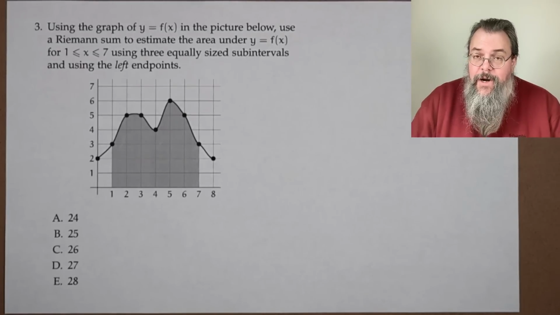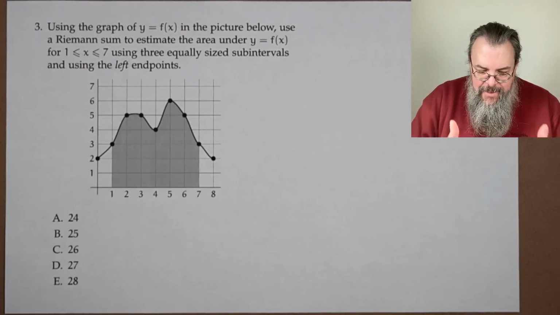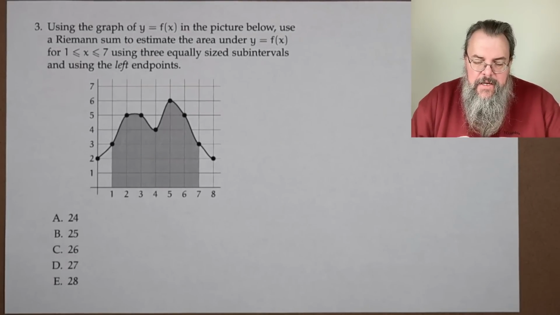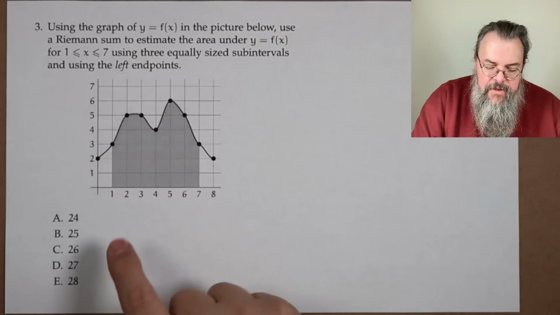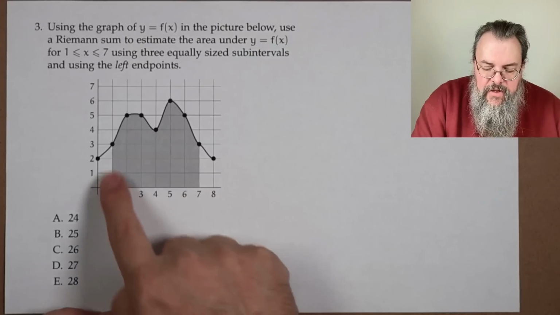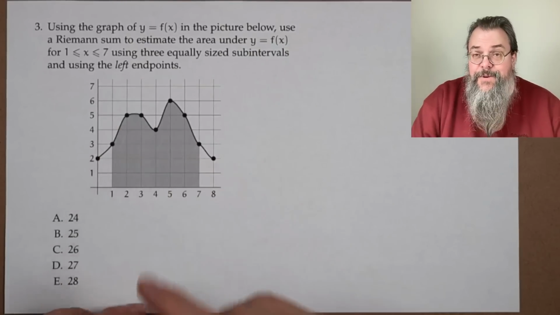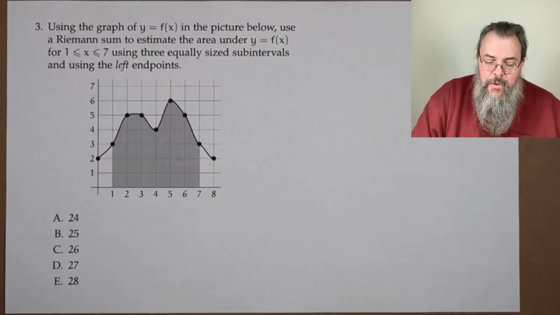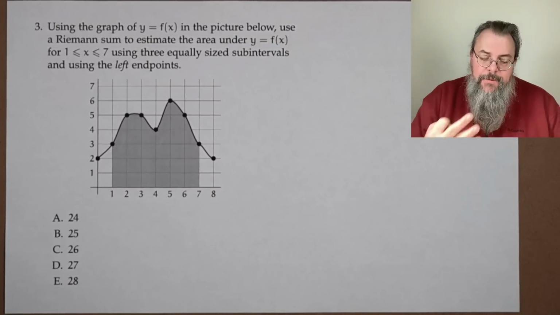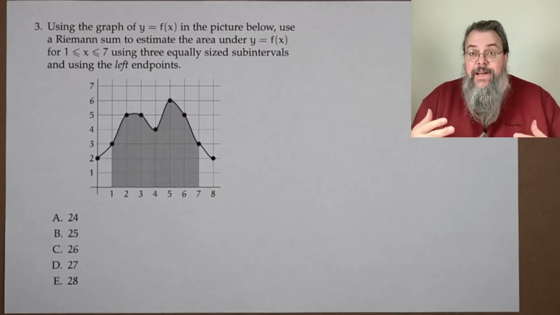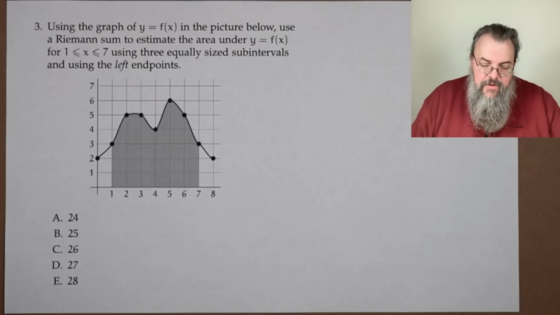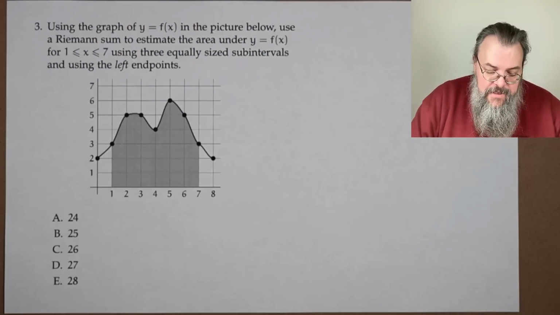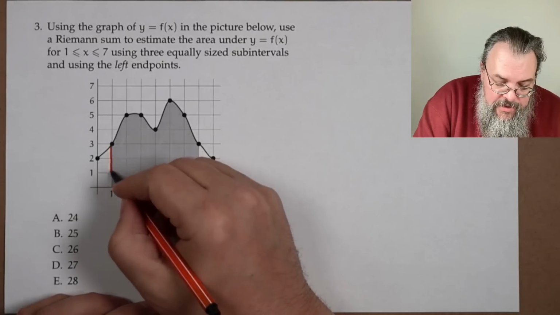Use the graph of y equals f of x in the picture below. Hello, picture. And we're going to do a Riemann sum to estimate the area under y equals f of x from 1 to 7. So it's like, see how we have this area? We're supposed to estimate it by a Riemann sum. We're going to use 3 equally sized intervals and use the left endpoints. Okay, so now 1 to 7. So we're starting at 1, going to 7.